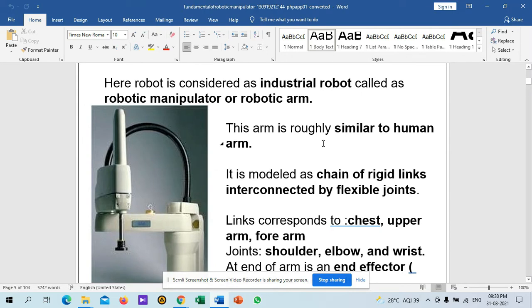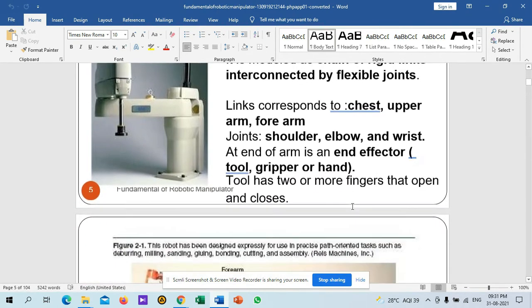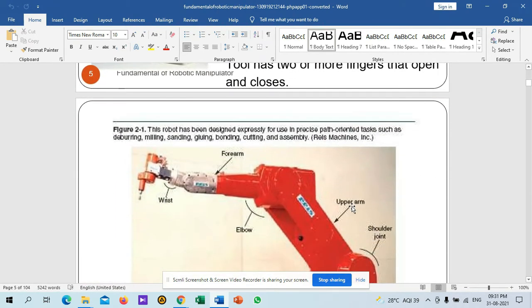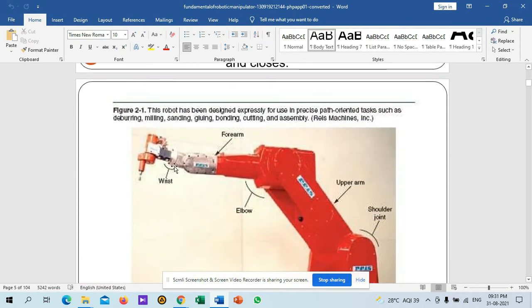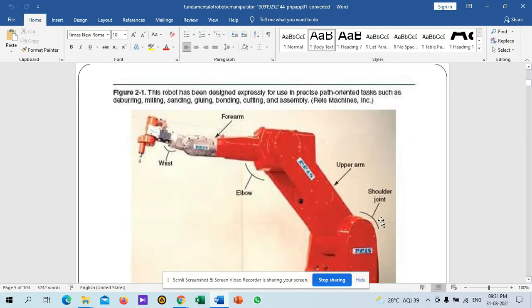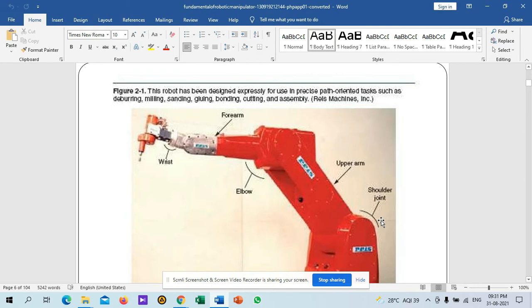Here the robot is considered as an industrial robot, called a robotic manipulator or robotic arm. This arm is roughly similar to a human arm. It is modeled as a chain of rigid links interconnected by flexible joints, right? Here we have a diagram. Here it is wrist, forearm, elbow, upper arm and shoulder joint, like a human hand.